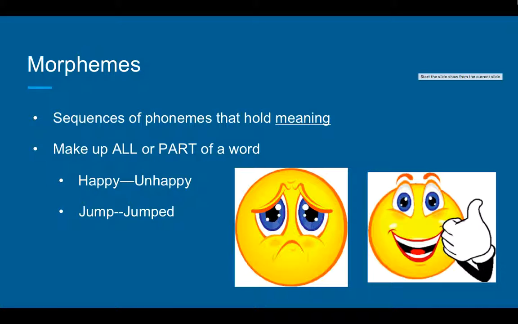Morphemes can be defined as sequences of phonemes that hold meaning, and they can make up either all of a word or just part of a word. For example, the word happy is made up of one single morpheme and can stand on its own, and the word unhappy is made up of two separate morphemes.